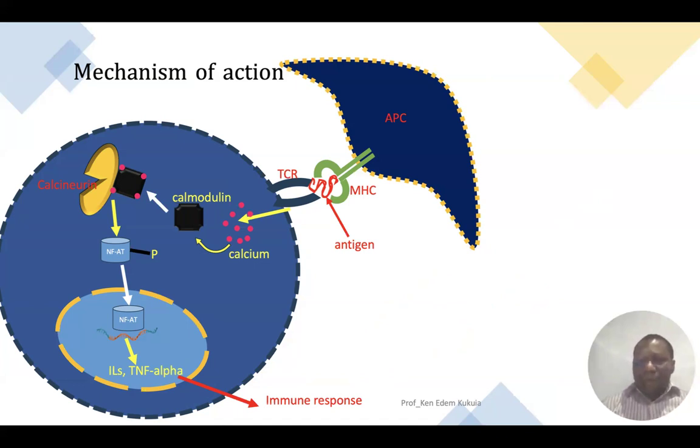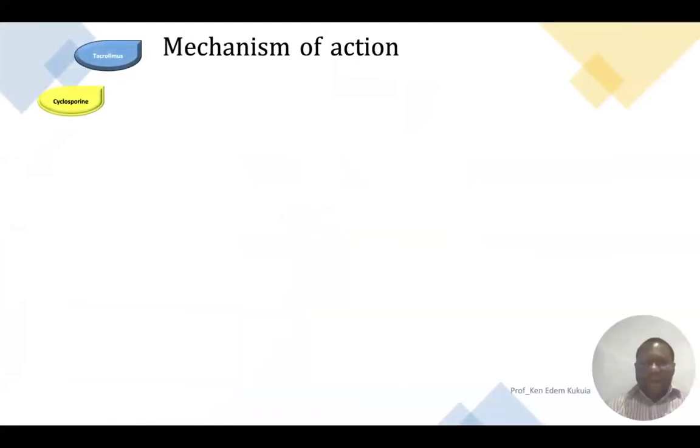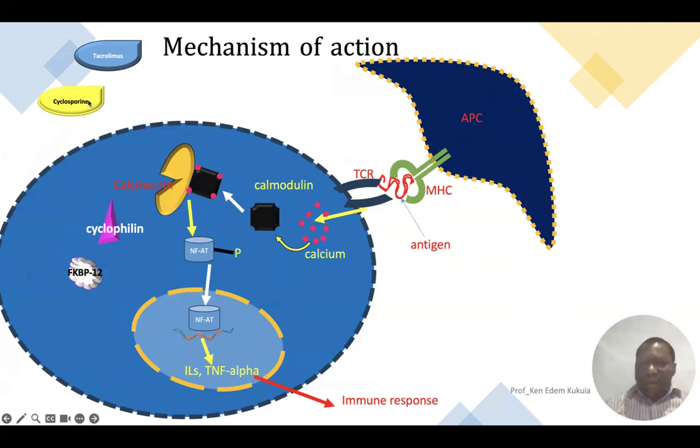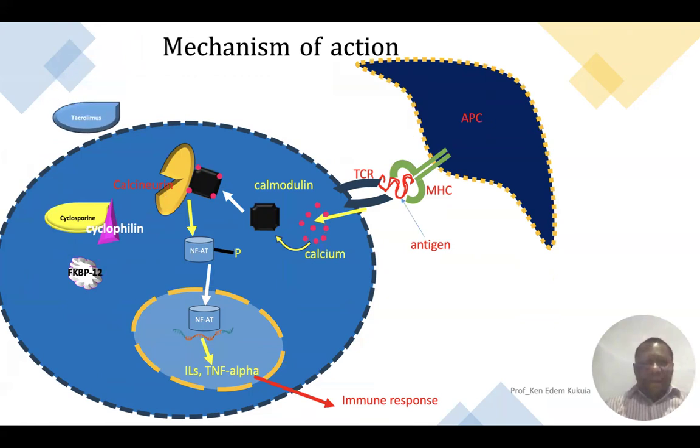And so now that we understand how they promote immune response, let's look at how these drugs that we talked about would inhibit that immune response. So we pick tacrolimus and then we pick cyclosporin. Now we bring back our diagram. If I should give cyclosporin, it binds to an immunophilin we call cyclophilin. Then if I should give tacrolimus, that binds to another immunophilin we call FKBP12.